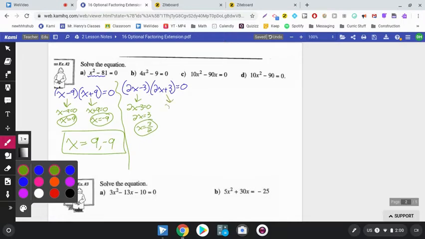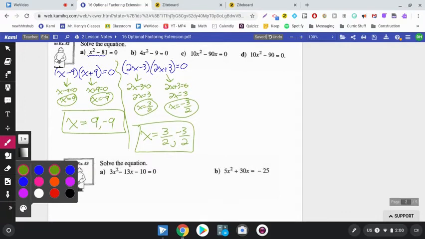Or the other bracket, the 2x plus 3 could equal 0. So 2x equals negative 3, or x equals negative 3 over 2. So I again have 2 solutions, 3 halves or negative 3 halves. Okay, solving by factoring. Okay, one more.